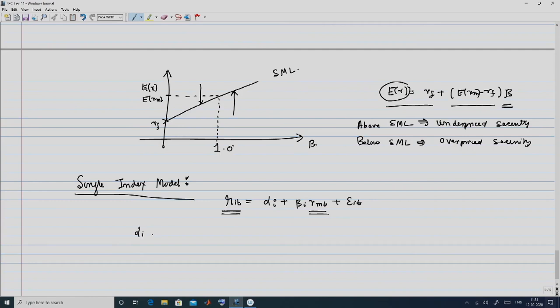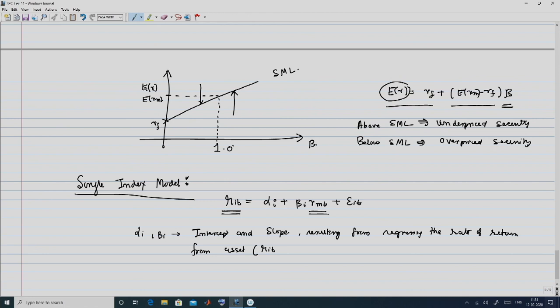So, here alpha I and beta I, these are the intercept and slope, and these are determined as a result of regressing the rate of return from asset I, that means RIT in period T, that means from the time point T minus 1 to T, with the concurrent rate of return from some market index, which I will denote as RMT in period T.